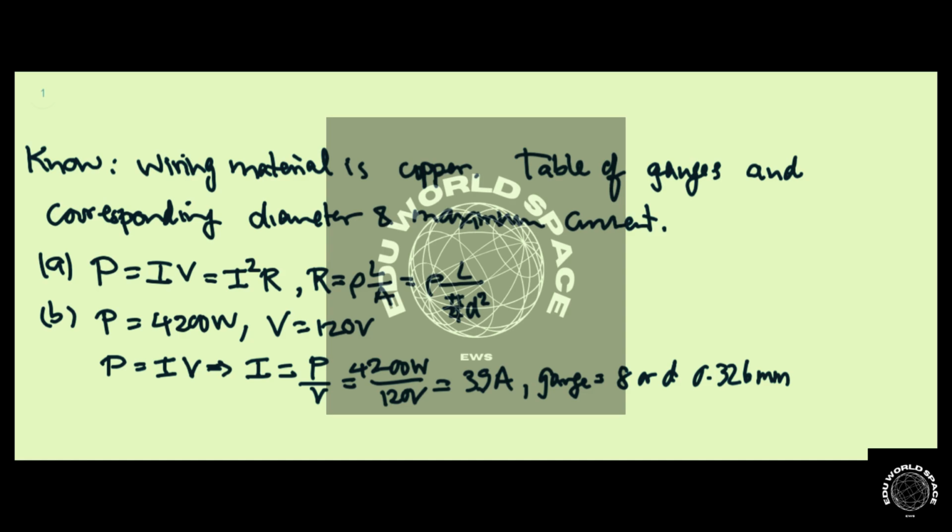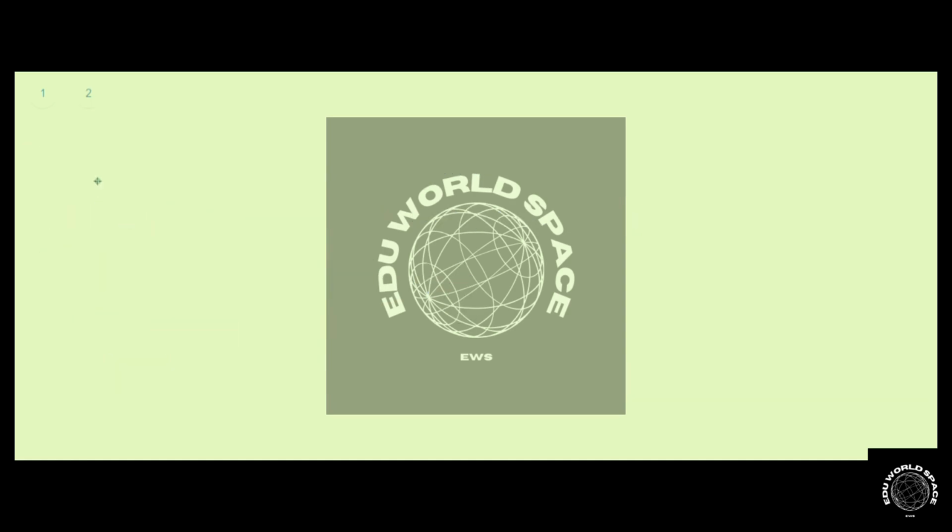And now let's get a new page to answer part C. In part C, we're to suppose that the wire used in this house is of the gauge found in part B. So the 8 gauge wire, and it has a total length of 42 meters. At what rate is energy dissipated in the wire? So basically, what is the power for this particular wire?